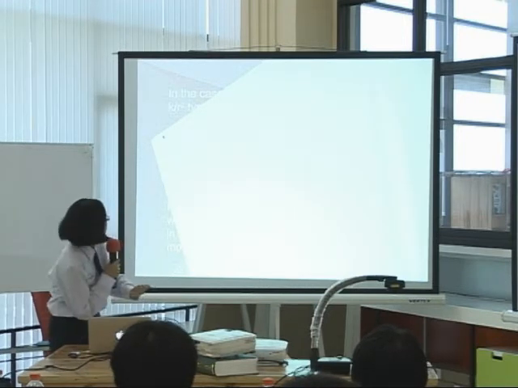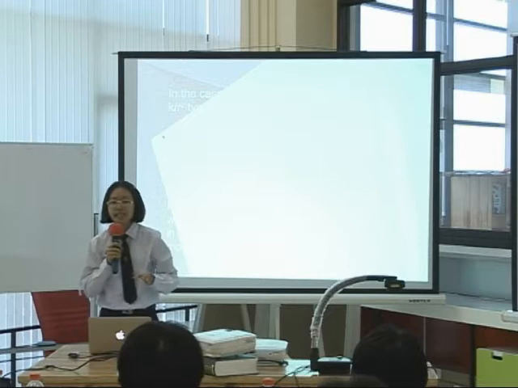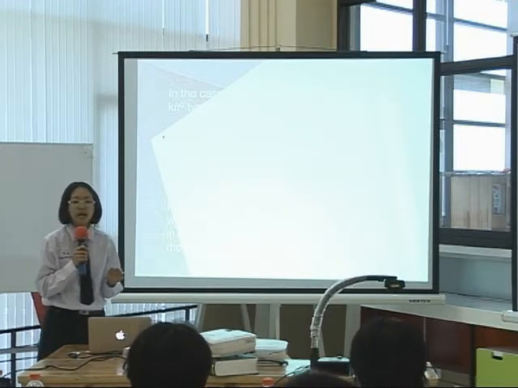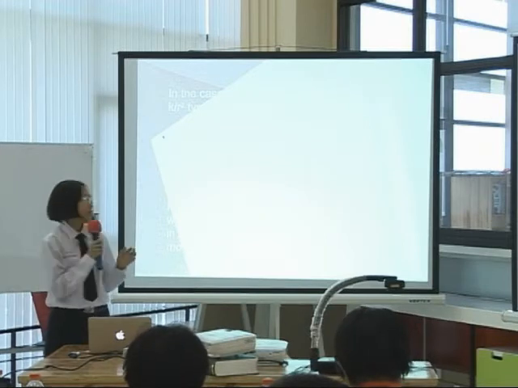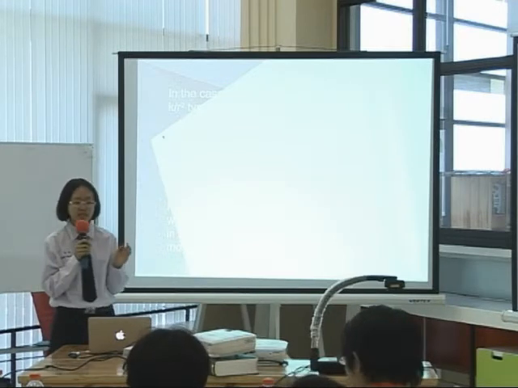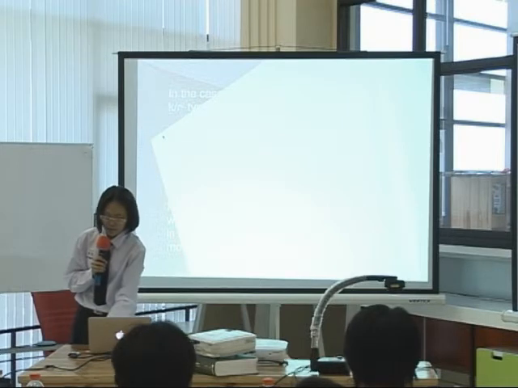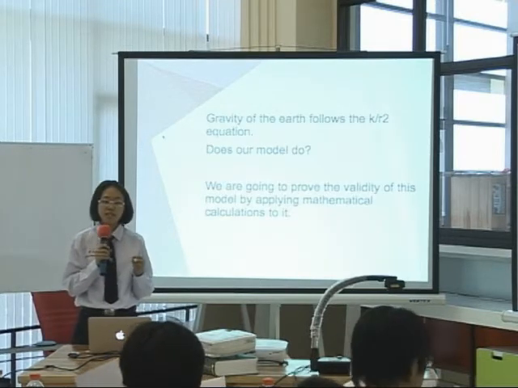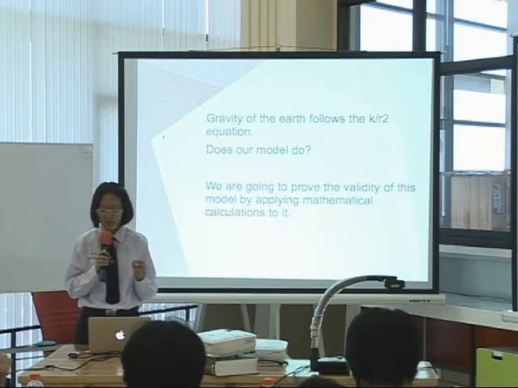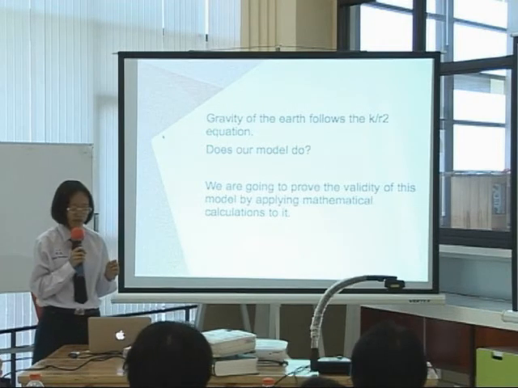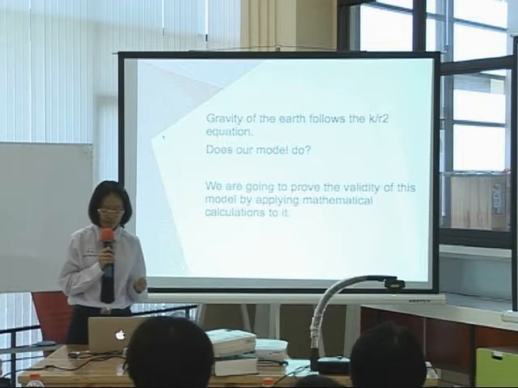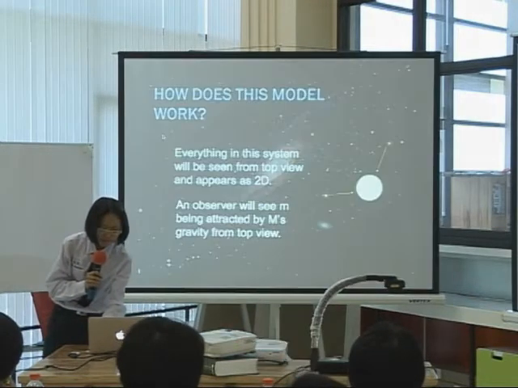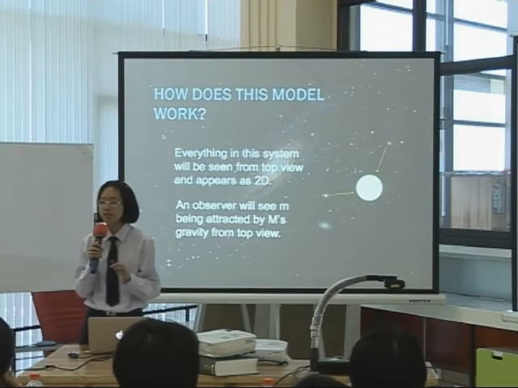In the case of gravity, it is a k/r² type of force, and many things on Earth work only if this equation is true. Like the solar system, it follows the k/r² equation. Does our model do so? We are going to prove the validity of this model by applying mathematical calculations. This is how I view it.